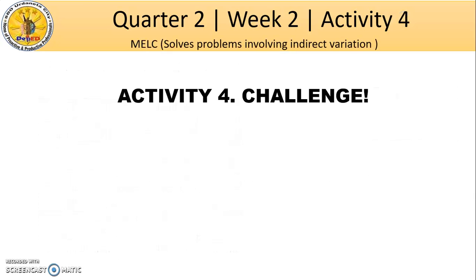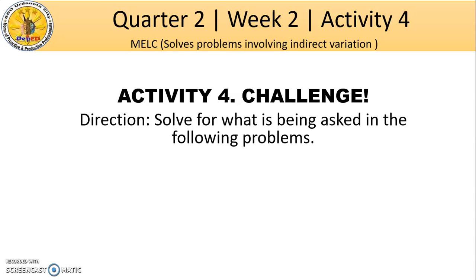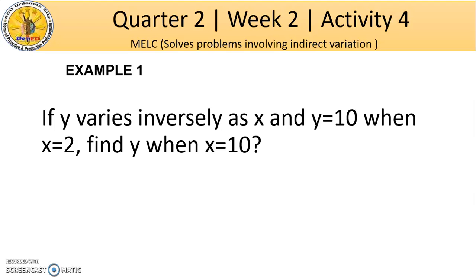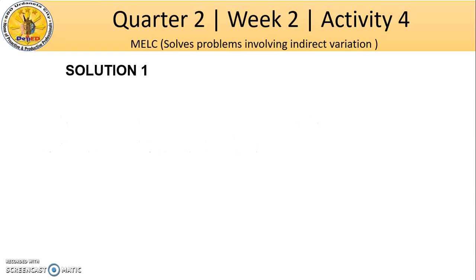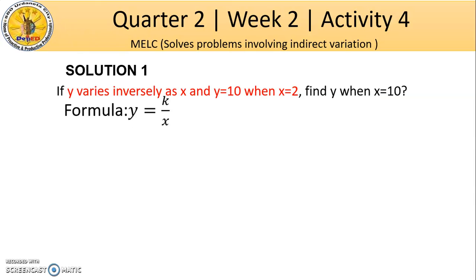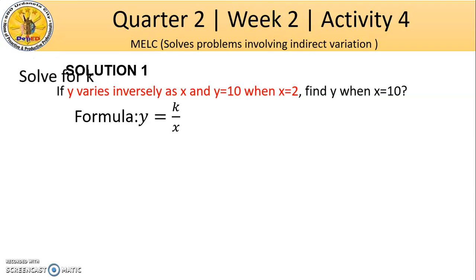Para naman sa Activity 4 challenge, the direction is solve for what is being asked in the following problems. Example 1. If y varies inversely as x and y equals 10 when x equals 2, find y when x equals 10. So for solution number 1, we translate y varies inversely as x into y equals k over x.